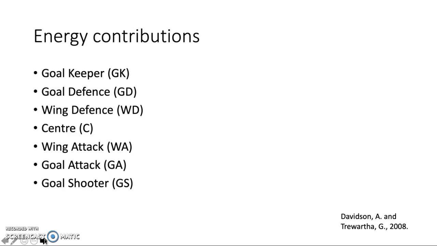Wing attack would use anaerobic glycolysis. Goal attack will use aerobic glycolysis. Goal shooter would use anaerobic glycolysis. Davidson A and Trivera G suggest that the netballer changes direction and/or movement every 0.5 seconds.